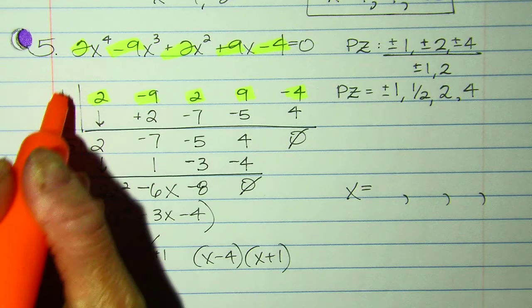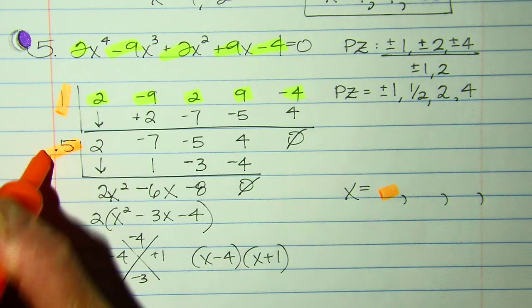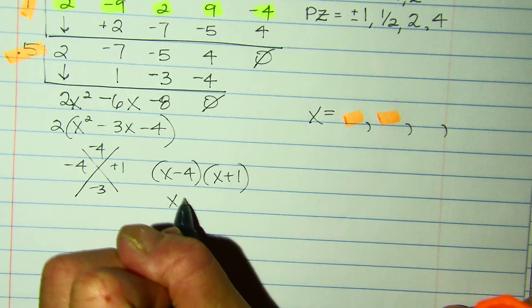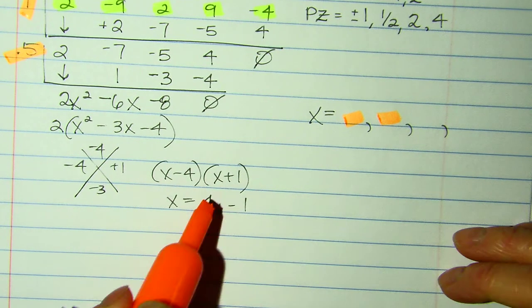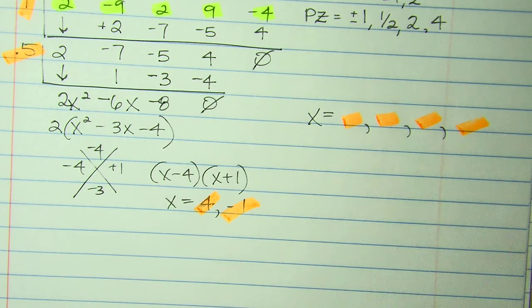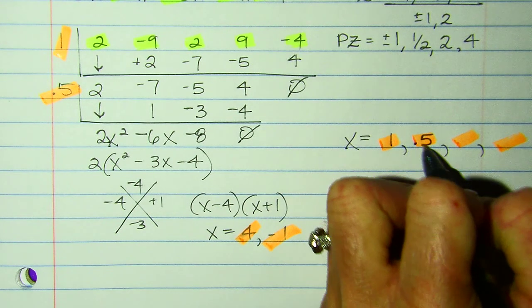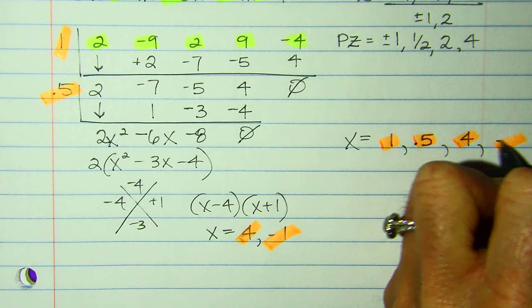Okay? 1, 0.5, because both of those give me a remainder of 0. And then these two, 4 and negative 1. So those are my 4 solutions. 1, doesn't matter what order, 4, negative 1.